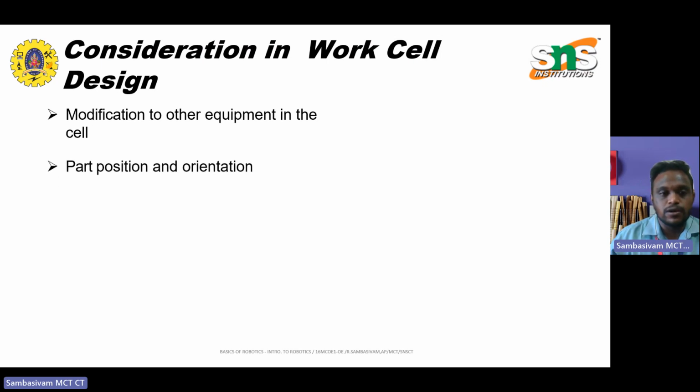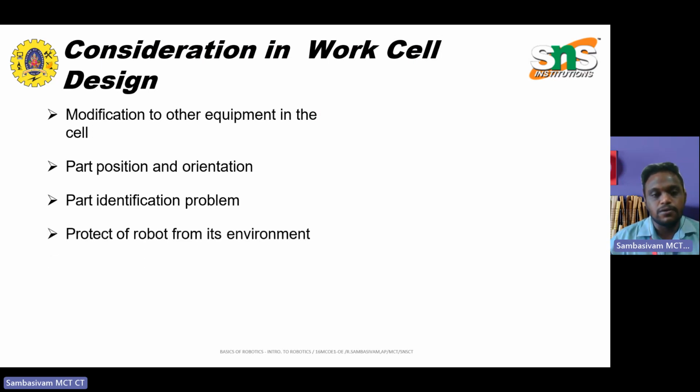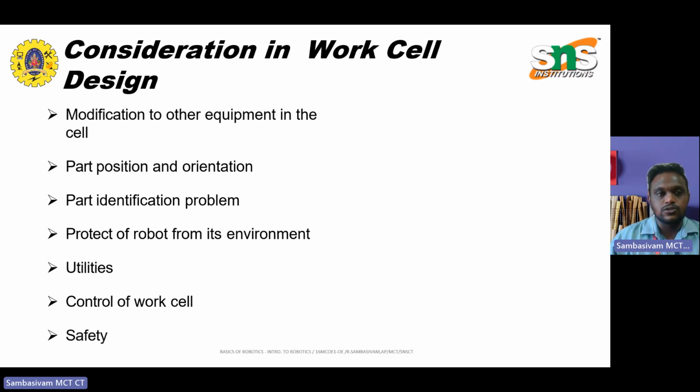The second one is part orientation and position: how to identify the part orientation and the position of the objects. The third one is the identification problem. The fourth one is protection of the robot from its environment. The next ones are utilities, then the control of the work cell, and the final one is safety. These are the considerations to be taken into account when designing the work cell.